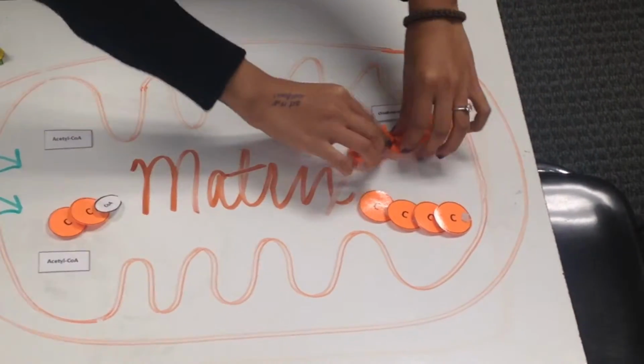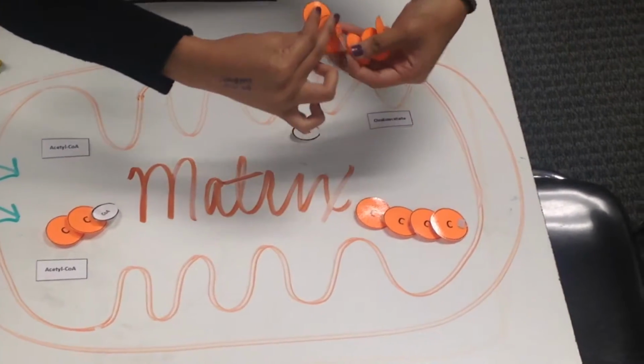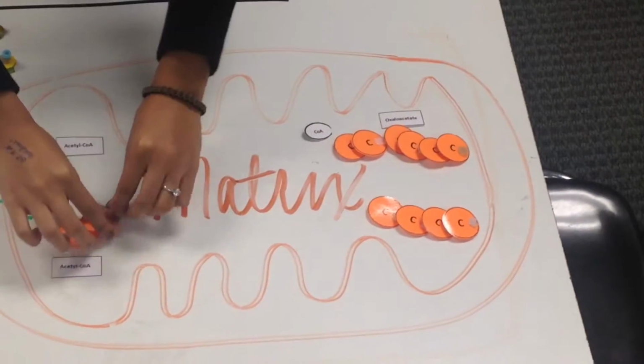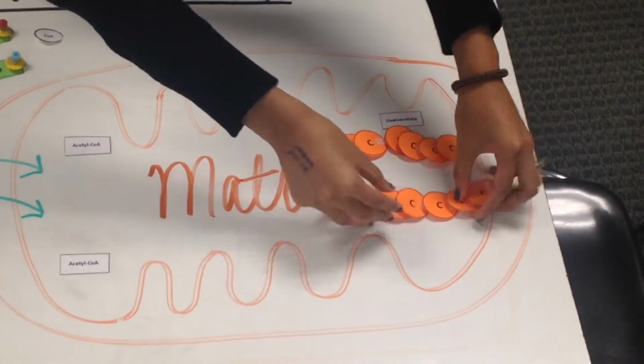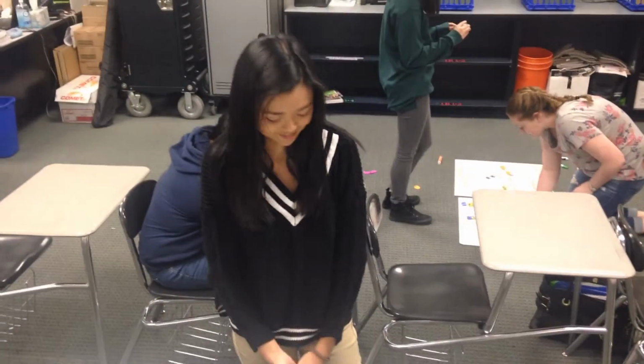So in the end of the process, we would have 2 citric acid, and this is the process where it starts the Krebs cycle.